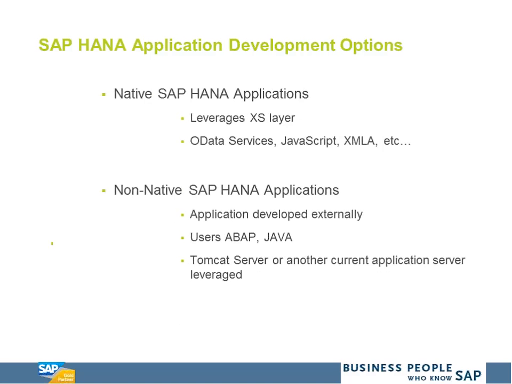Now, there's two different types of development options that you could have whenever you have a back-end HANA database. You could have native, which we're speaking about, or non-native. The main difference is where the development is occurring. So, for example, during Sapphire, we showed both types of development.